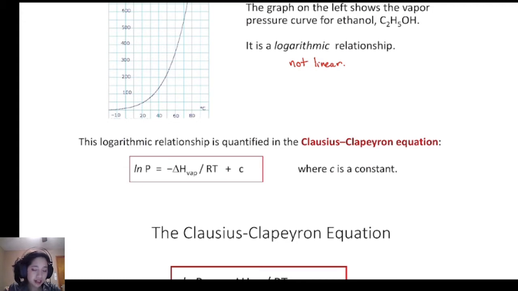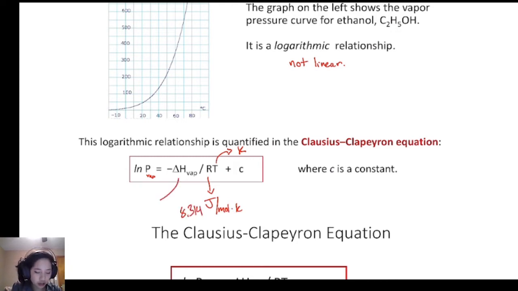So it is the natural log of pressure, of vapor pressure of a sample, is equal to its negative enthalpy of vaporization over RT plus C, which is a constant. So temperature needs to be in Kelvin. R needs to be in joules per mole Kelvin. So this is 8.314 joules per mole Kelvin.